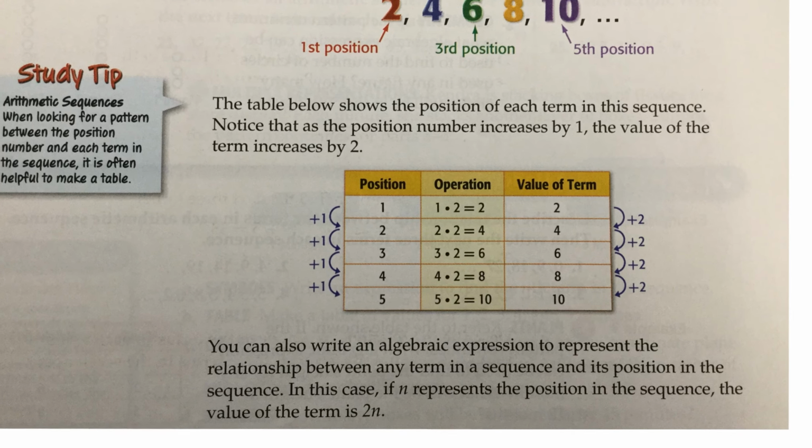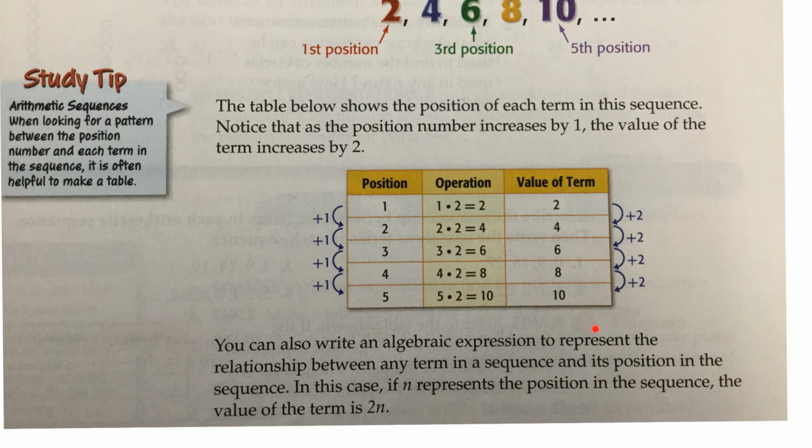Okay, we can also write an algebraic expression. So what is that? Algebraic means numbers and variables. Expression. What's an expression? Here we go. Yes. Boom. It's sticking with you. So that represents the relationship between any term in a sequence and its position in the sequence. In this case, if n represents the position of the sequence, then the value of the term is 2n.